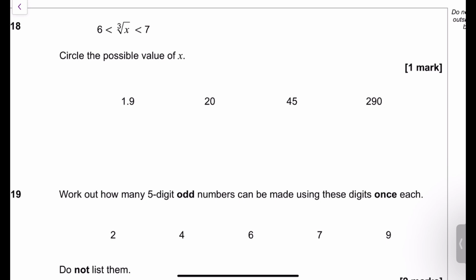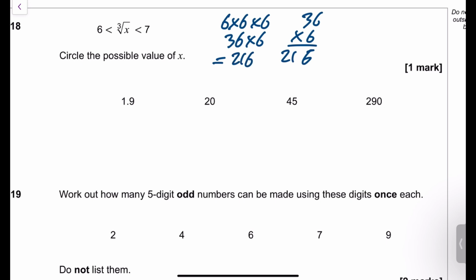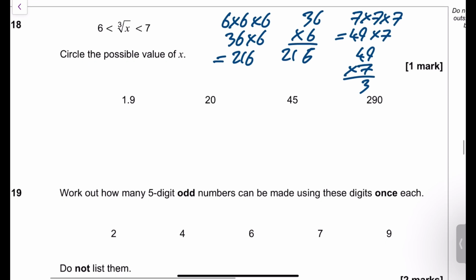So cube 6. What is 6 cubed? 6 times 6 is 36. 6 times 6 times 6, 36 times 6, let's just work that out. 6 times 6, 36 again. 6 times 3 is 18, plus the 3, yep, 216. And then 7 cubed, that's 7 times 7 times 7, which is 49 times 7, and then we'll just do that. This is tricky enough for a non-calculator exam. 7 times 9 is 63. 7 times 4 is 28, plus the 6 is 34.